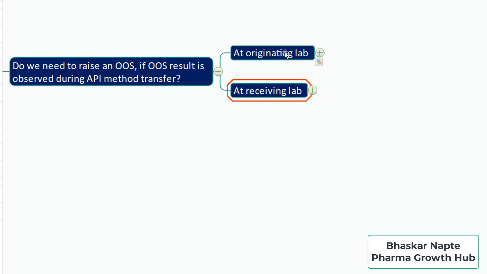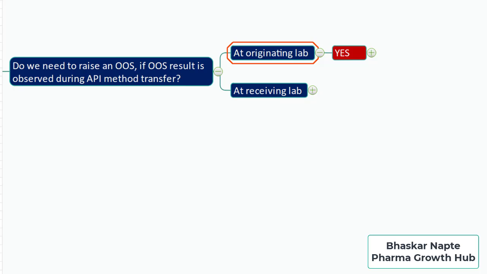So the originating lab means the lab which has validated the test procedure and has experience of dealing with the test procedure. In case that lab has come across an OOS result for the API under method transfer, then certainly an OOS is required, because this is the lab which might have released the same API batch earlier. This is a lab which is well experienced in handling this test procedure. So the OOS must be taken in case the originating lab has come across the out of spec result.